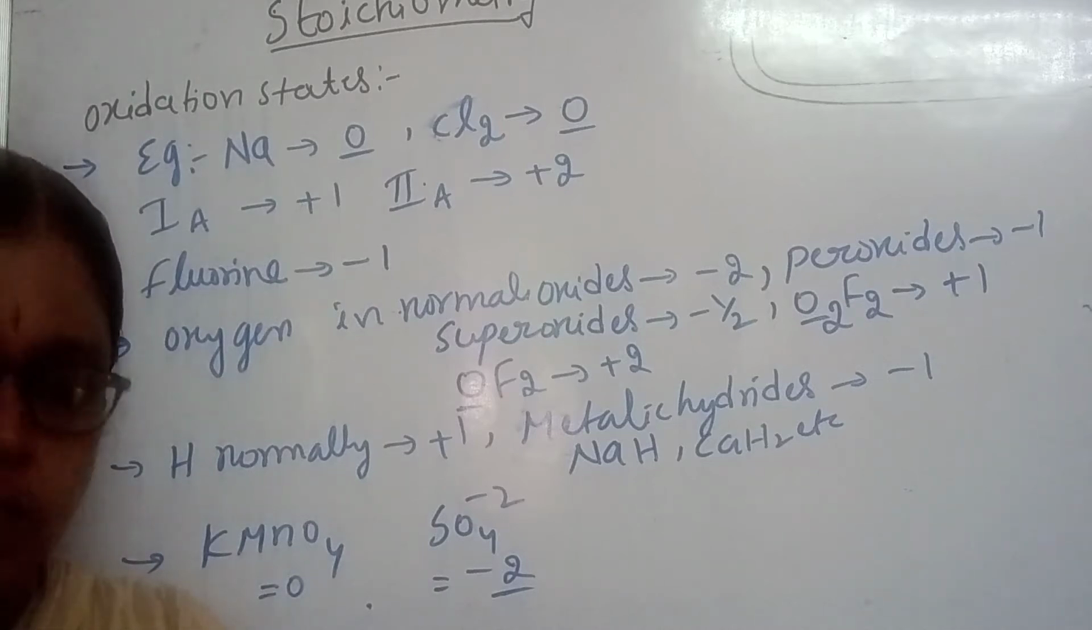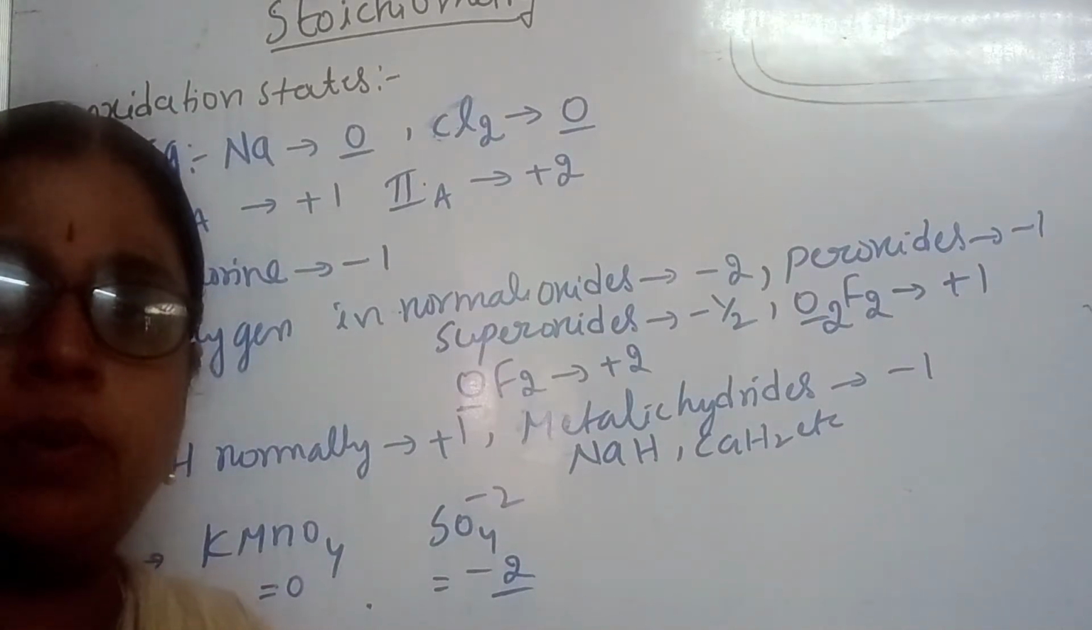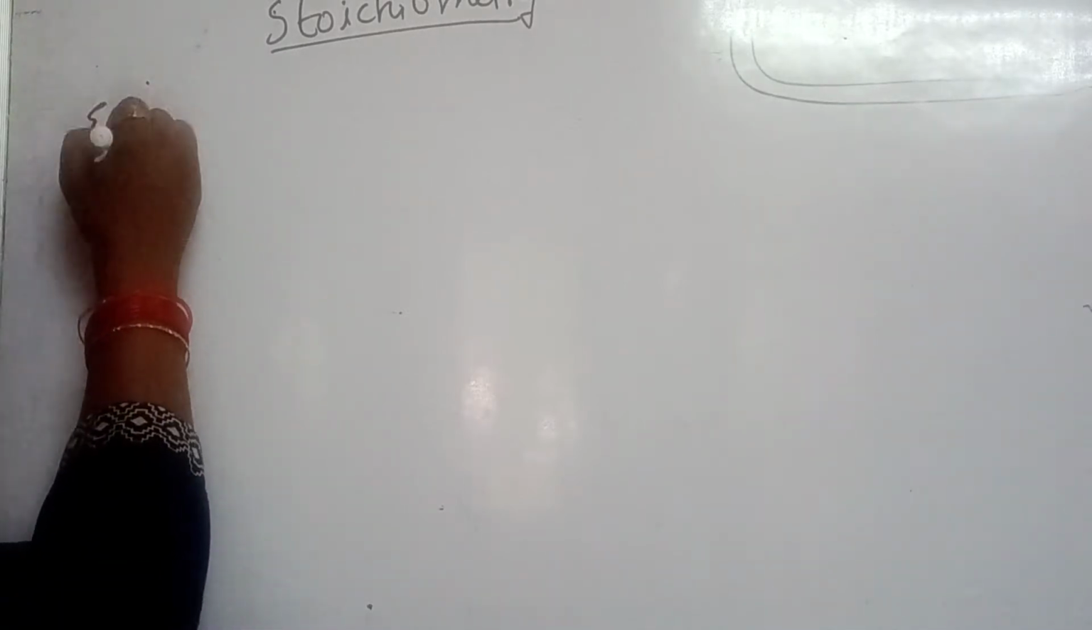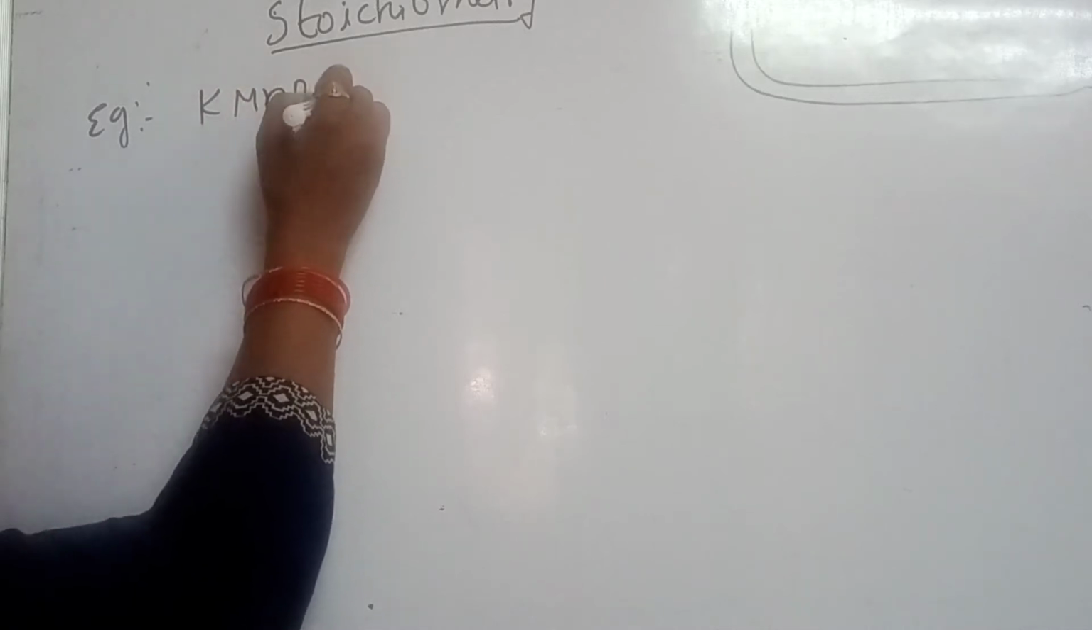By following these rules, we can calculate the oxidation state of an element in normal compounds and coordination compounds, any compounds. So this is about the rules for oxidation states. For example, the given compound is potassium permanganate.